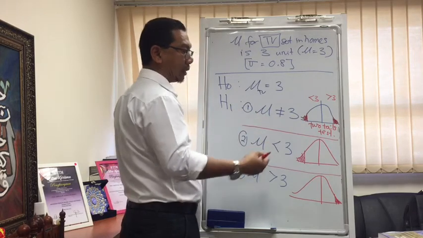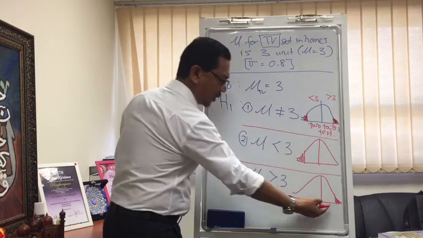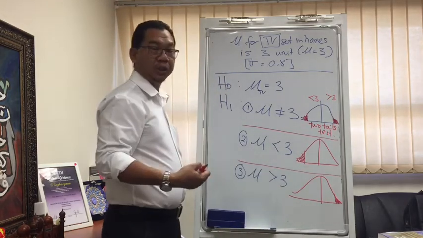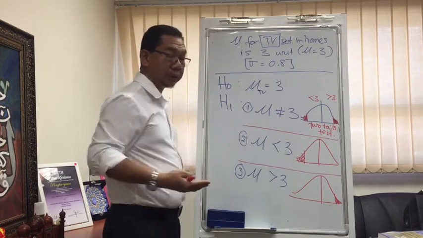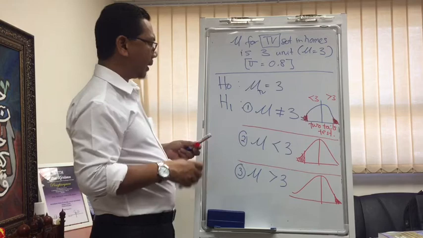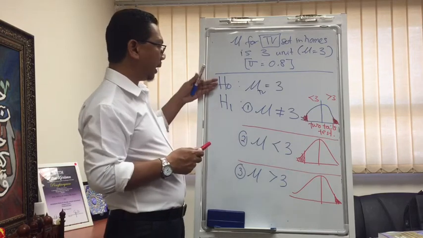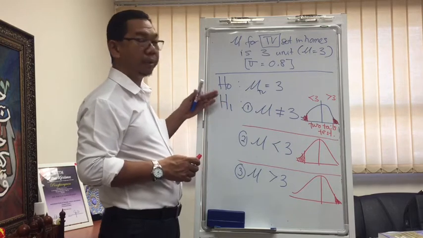We will find the critical value, what is the value here and here, or what is the value here. Then we can make a decision whether we can support this claim or we cannot support the claim. So this is the basic of developing the hypothesis, null and alternative.